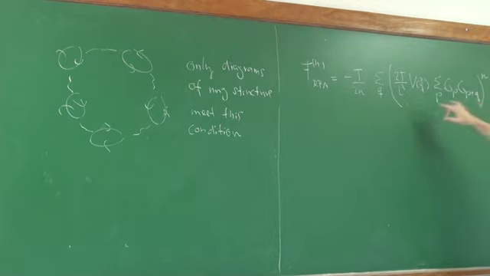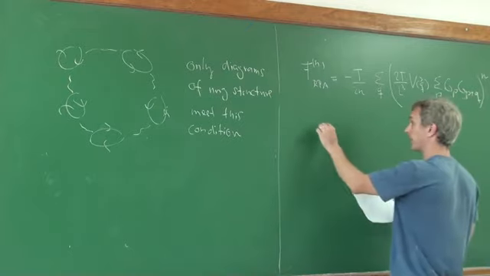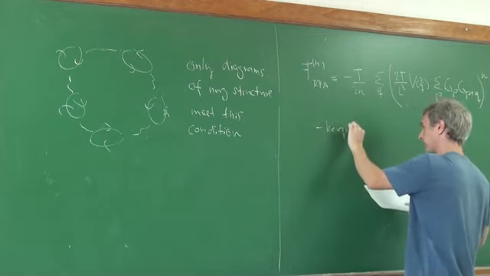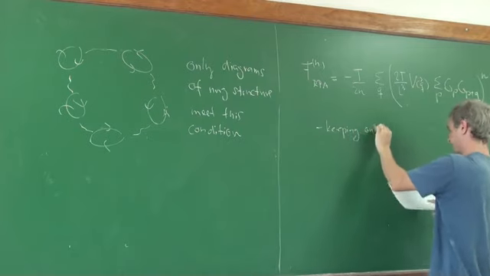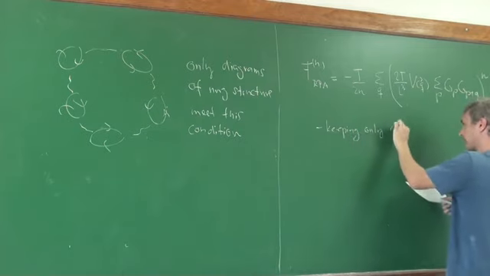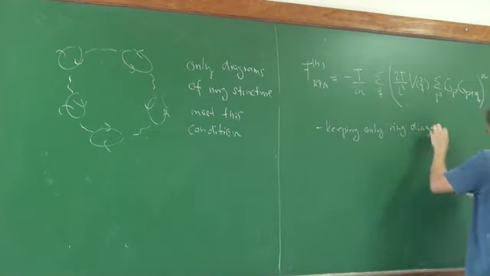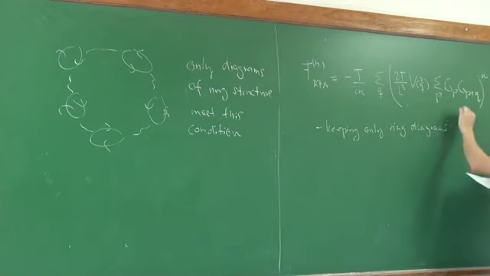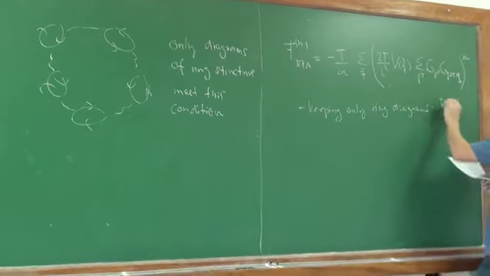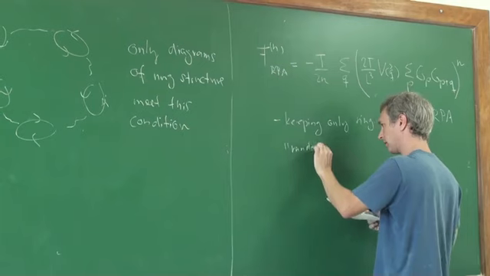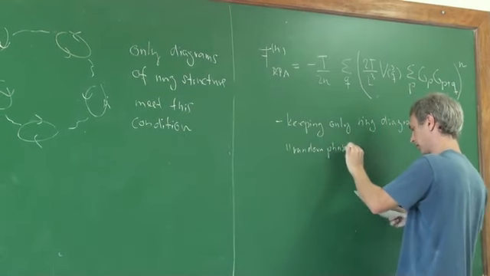Okay, let's make some comments on the prefactors that are appearing here. So first, some general comments: keeping only ring diagrams is called RPA, coming from random phase approximation.